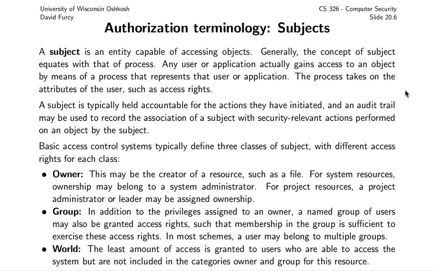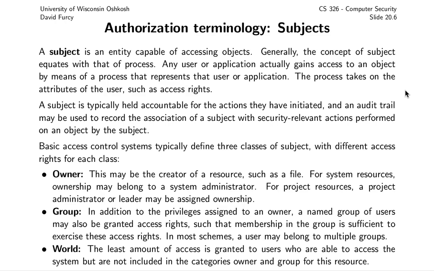Typically a subject is held accountable for their actions. So there is usually a log or an audit trail of which actions the subject has taken. And in general, there are three classes of subjects in current systems that you may be familiar with. One is the owner. The owner is the person who owns the file or created the file. If it's a system resource, then the owner might be a system administrator.